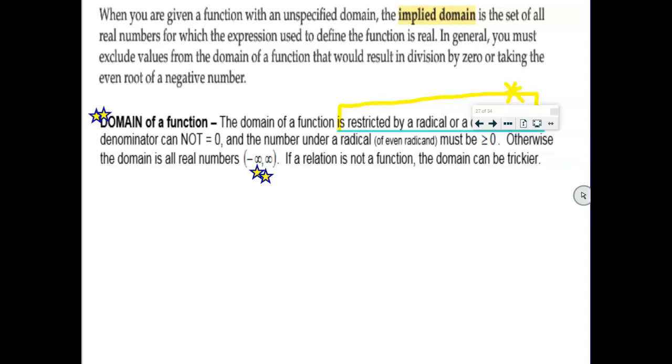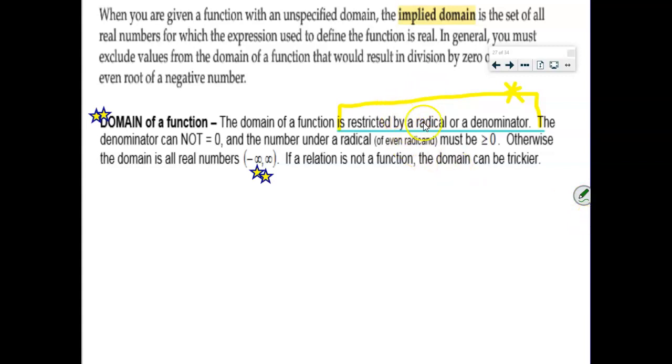So we have to talk about things that interrupt the domain, because some of our functions have a domain that goes on forever, like a line or a parabola. Their domain stretches forever, right? So any polynomial is going to stretch from negative infinity to infinity for its domain. But let's talk about things that don't have that sort of shape.